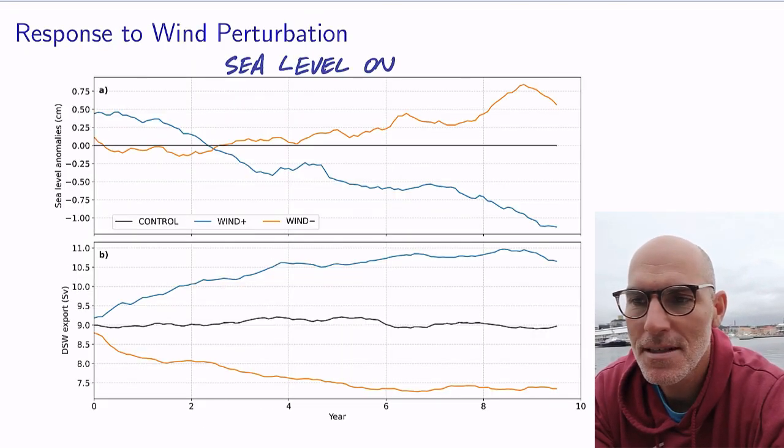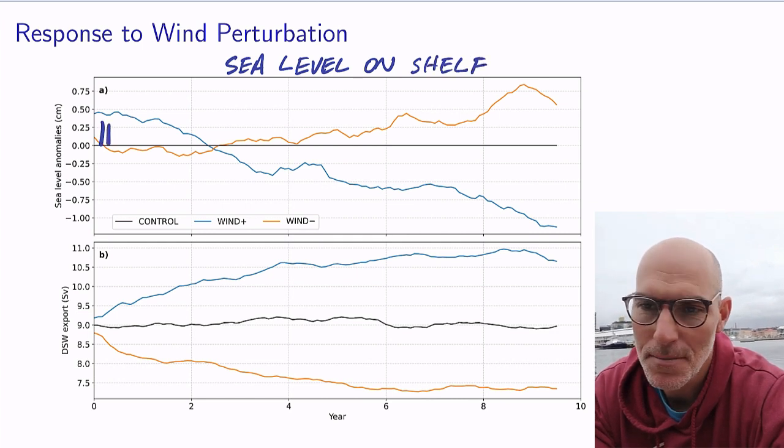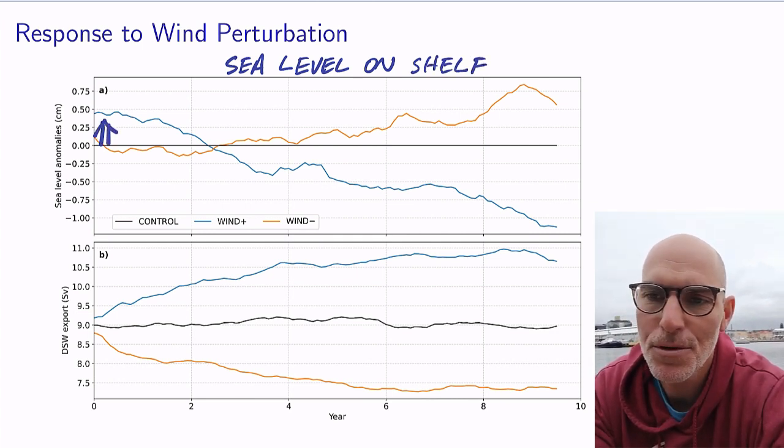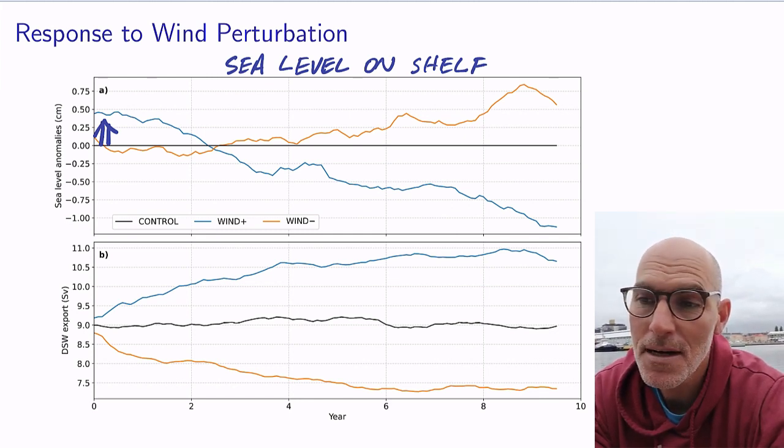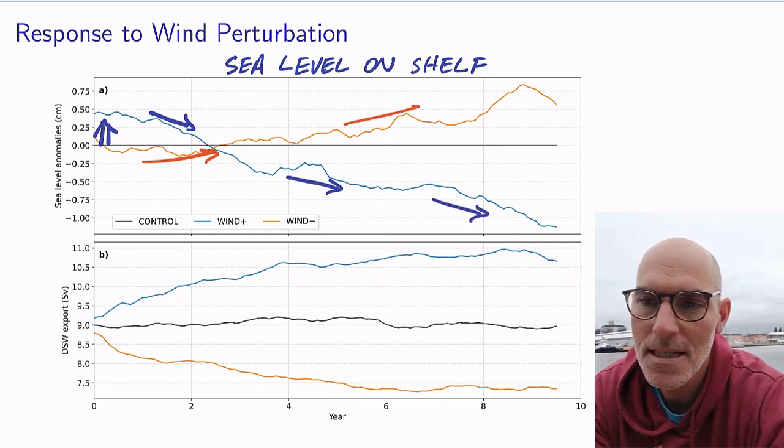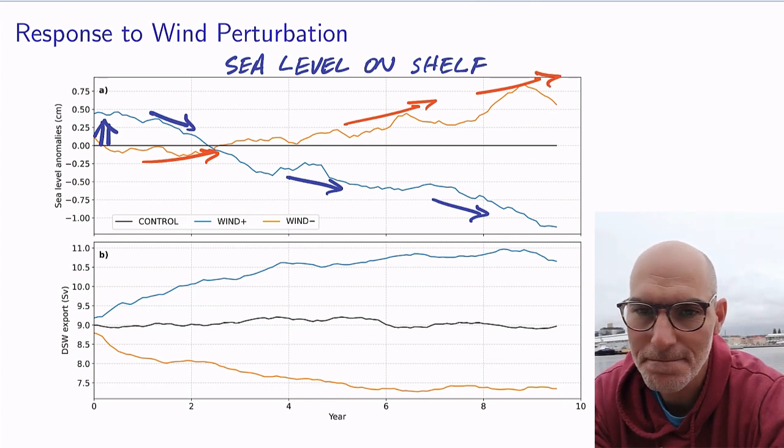The first thing we notice is that sea level on the shelf initially goes up with stronger winds, as shown in the blue curve here, driven by Ekman transport from the enhanced easterlies. But after that initial jump, the sea level gradually drops over the next 10 years. Conversely, with reduced wind, the sea level on the shelf gradually increases.